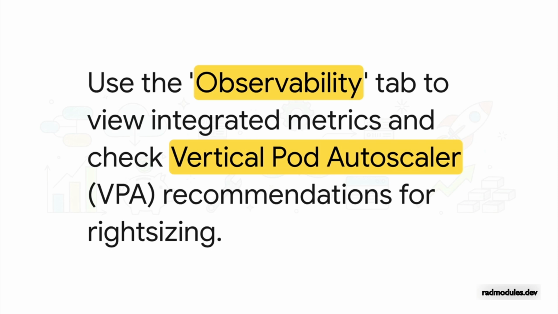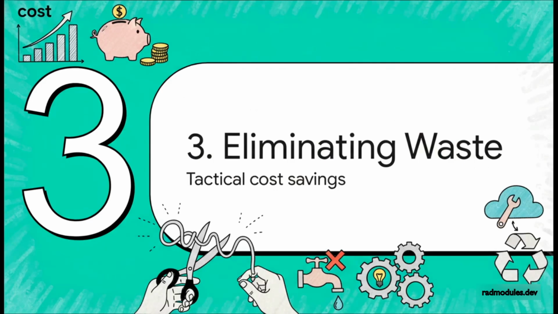It actually analyzes how much CPU and memory your pod is really using, and then it gives you smart recommendations on what to set your requests to. It's a total game changer for avoiding that guesswork that leads to wasted money. And that's the perfect segue into the other half of our brain today, cost.